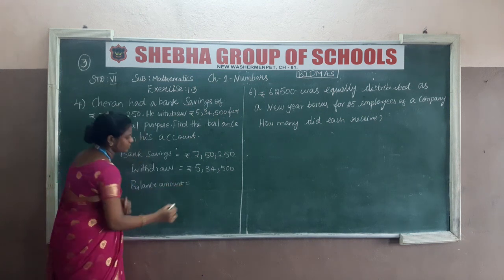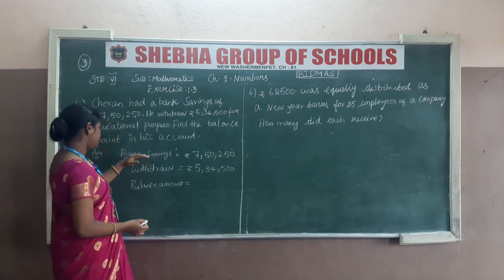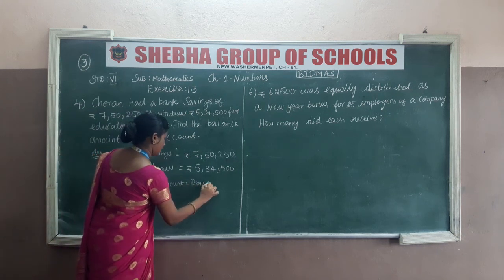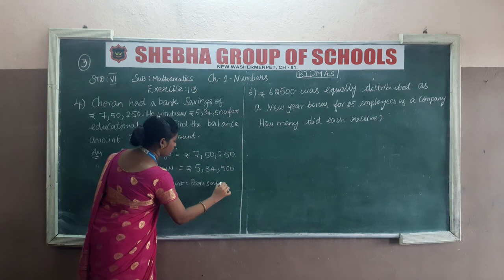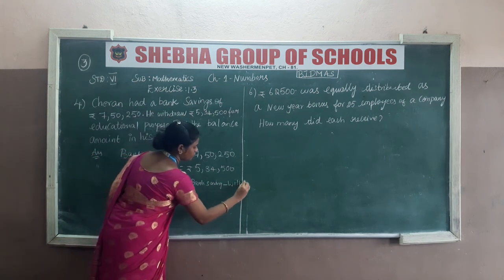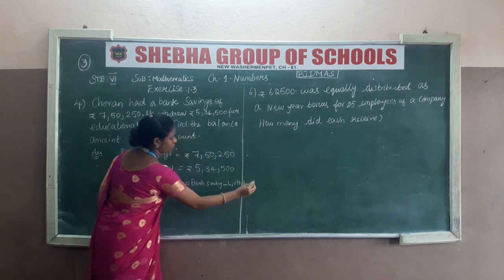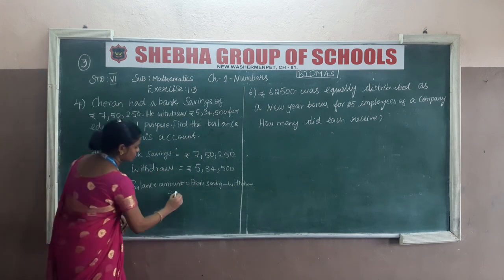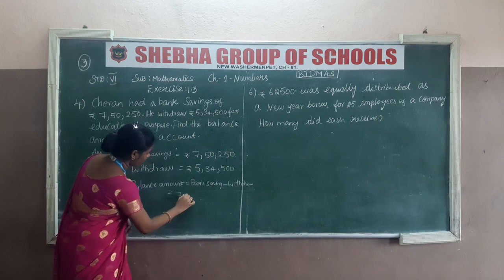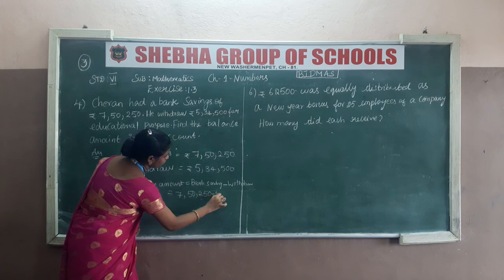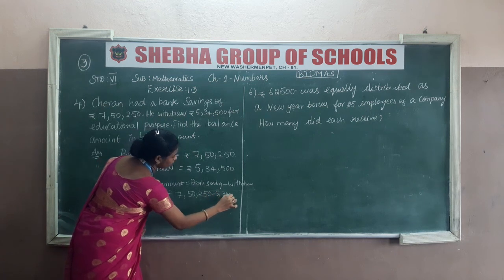Balance amount means we have to subtract the bank saving amount minus the withdrawal. Okay, what is the bank saving amount? 7 lakhs 50,250 minus 5 lakhs 34,500.